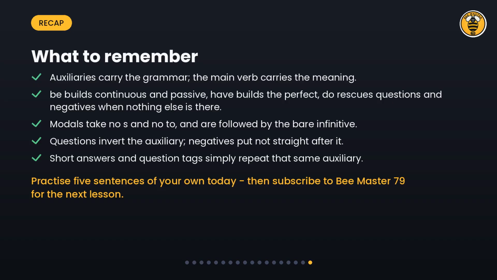Now here is your task. Write 5 sentences of your own today using a different auxiliary in each one. That small habit is what turns a rule you understand into grammar you actually use.